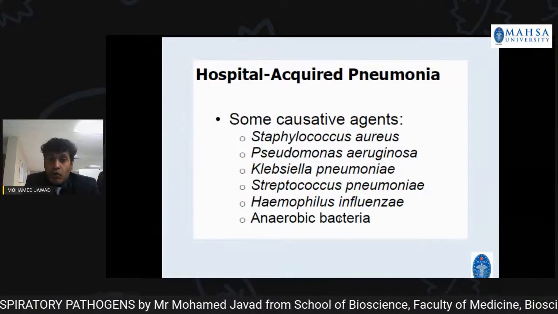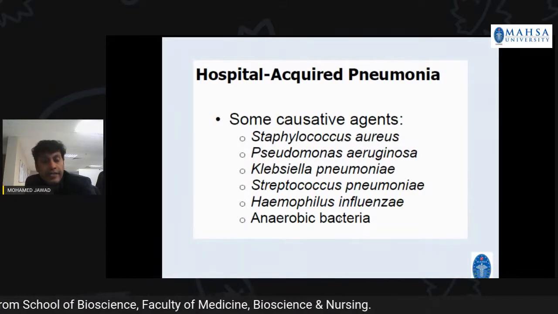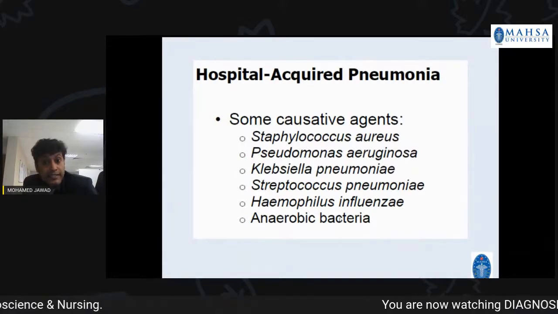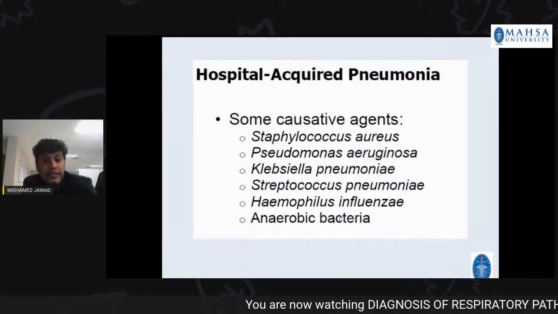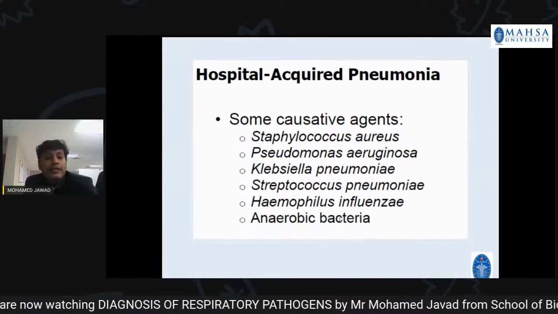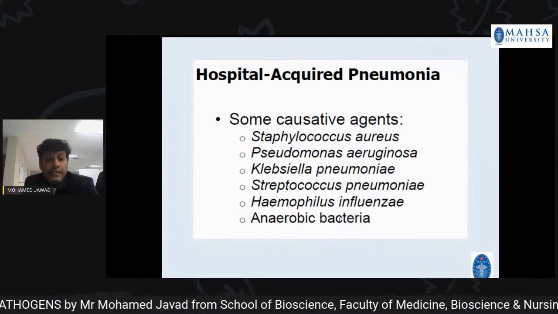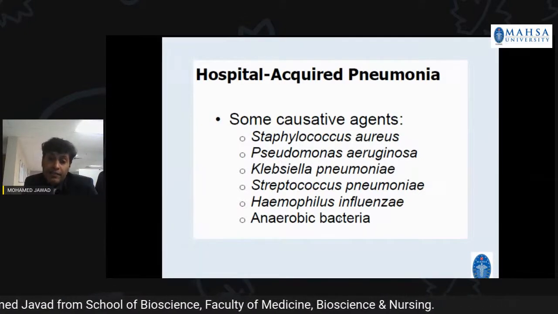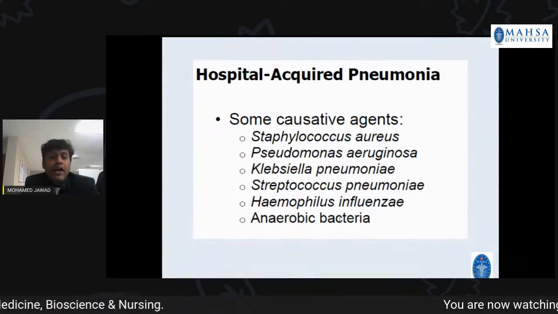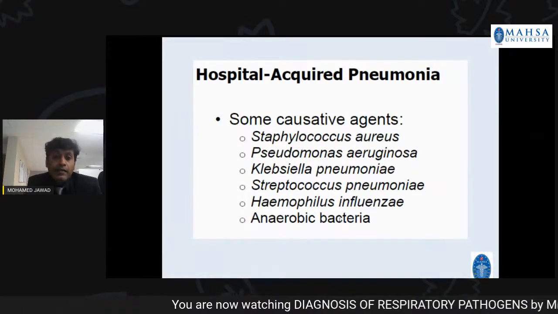Then this is one of the important ones, hospital acquired pneumonia. Hospital acquired pneumonia we get after admission to the hospital. After 2-3 days, we will get the disease from the hospital. Okay? So there is cross contamination. Mainly it is caused by Streptococcus pneumoniae and Staphylococcus, Pseudomonas, and these are nosocomial infections, mainly Pseudomonas, Klebsiella, Streptococcus pneumoniae, Haemophilus, and some anaerobic bacteria. Most commonly Streptococcus pneumoniae and Pseudomonas.